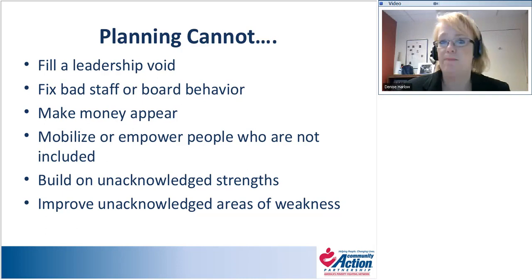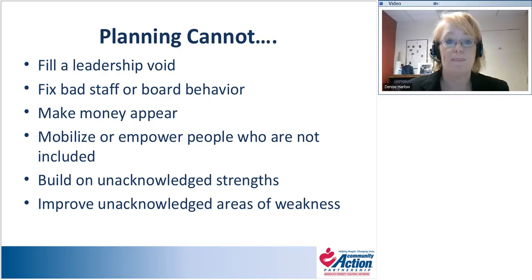It's not going to fix bad board or staff behavior. If you have trouble making quorum for board meetings, you may right away see a bump in increased board performance if you've had a good planning process, because again, it can reinvigorate and get that energy going. But if you're going to have a governance goal, and I would argue all agencies should have one in your strategic planning process, board behavior is an ongoing challenge to really making sure we're keeping the organization healthy. So it's not going to fix all those problems. It can help you address them and help you keep people accountable, but it's not going to magically fix some of these challenges.